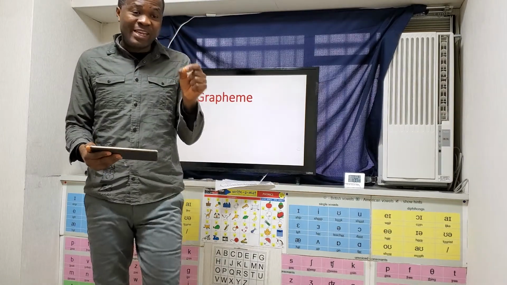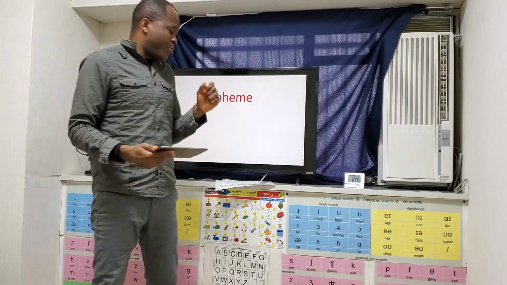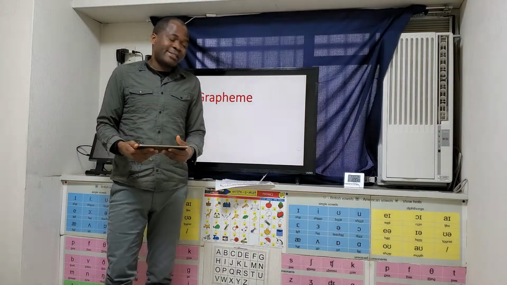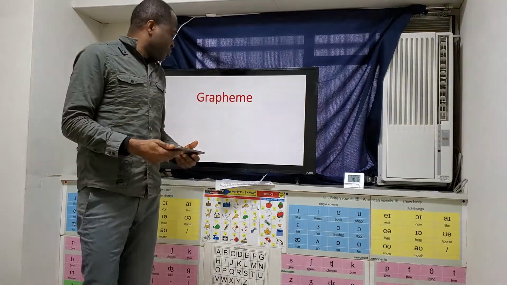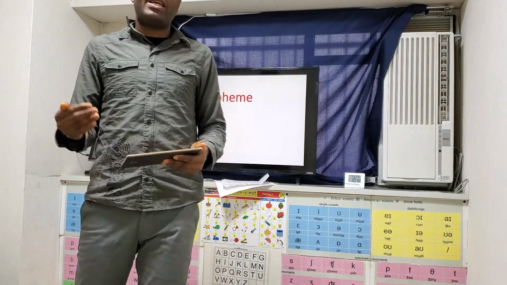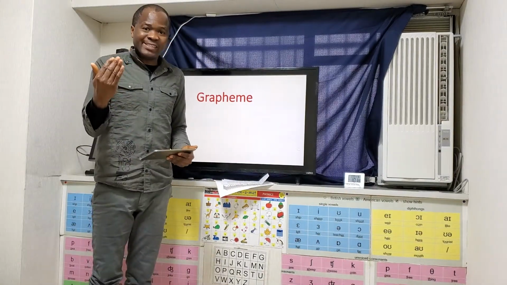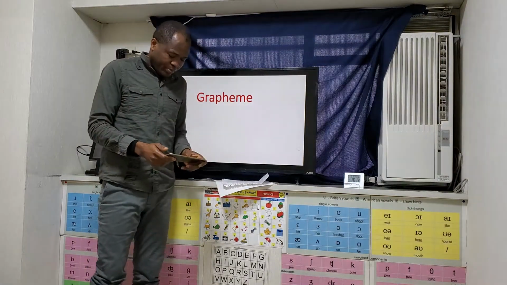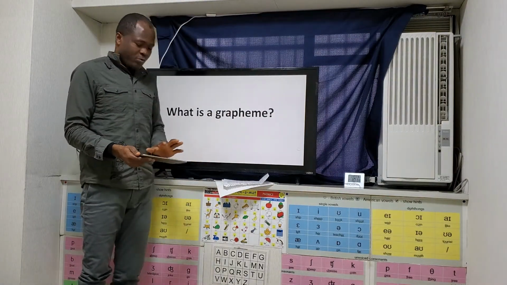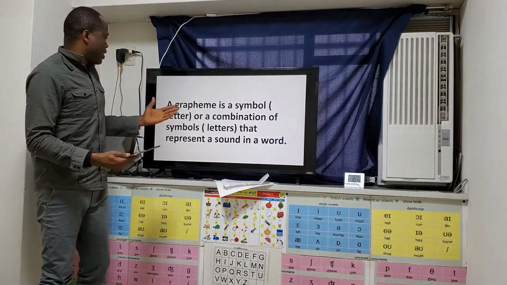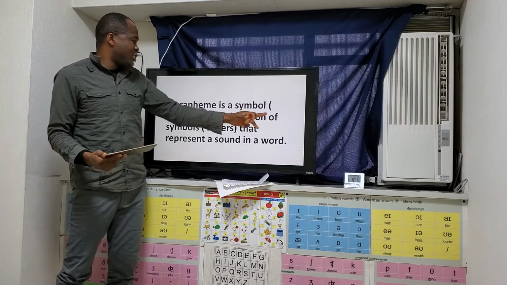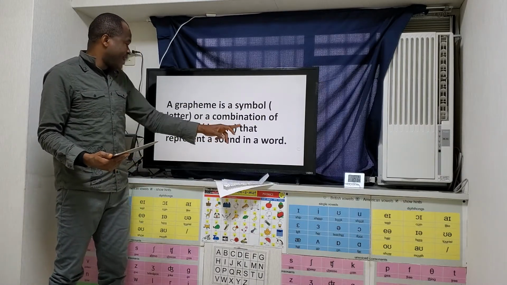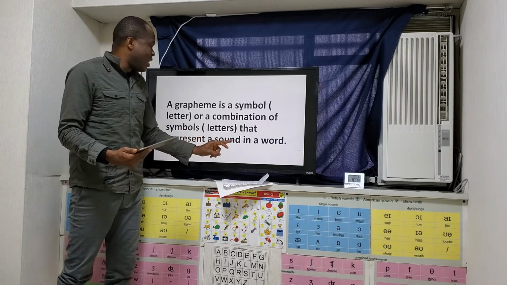A grapheme is a letter or symbol that represents a sound in a word. Then also, I can say that a grapheme is a combination of symbols and letters that represents a sound in a word. So what is a grapheme? We just explained. If you look at the screen, a grapheme is a symbol, letter, or a combination of symbols and letters that represent a sound in a word.